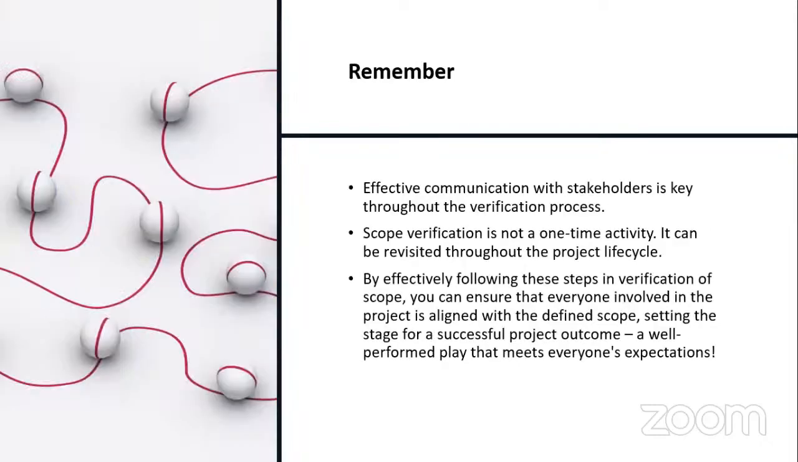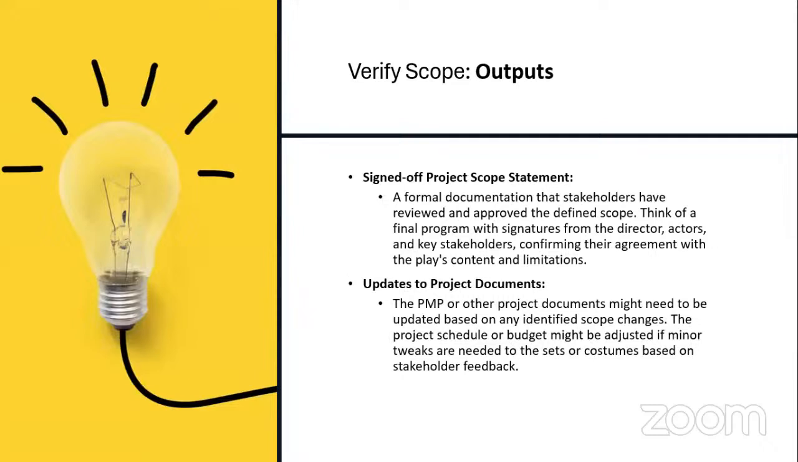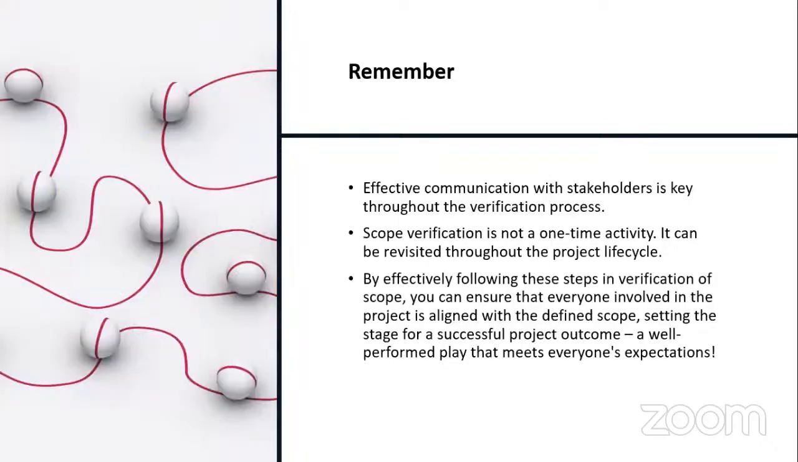So you also have what we call the project scope baseline. You can add that to your verified scope. That's now the approved scope, the one that every member of the stakeholder community agrees that, yes, this is good for us. Remember that effective communication with stakeholders is key throughout the verification process. Scope verification is not a one-time activity. It can be revisited throughout the project lifecycle.